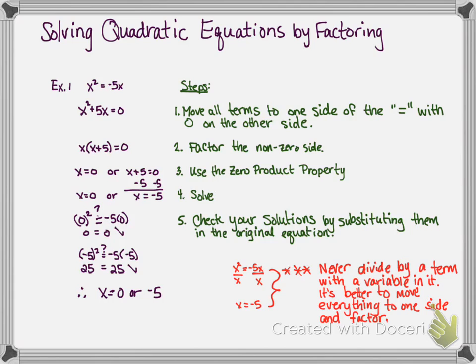Let's look at a second example. x squared equals 5x minus 6. Okay, remember, first step is to move everything to one side with 0 on the other. So I subtract 5x from both sides, I add 6 to both sides, and I get x squared minus 5x plus 6 equals 0.